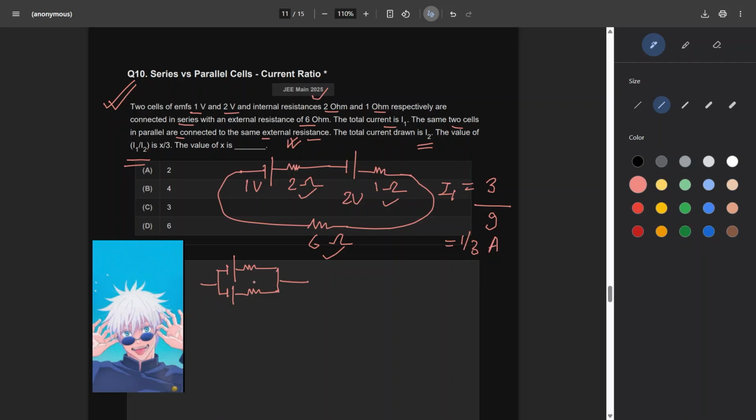Okay, and here this is 6 ohms. This is 1 volt. This is 2 volt. This is 2 volt and 1 volt.